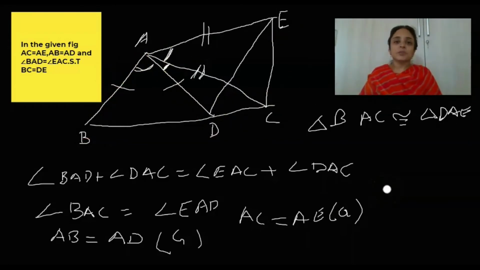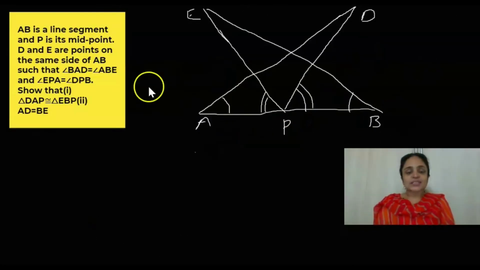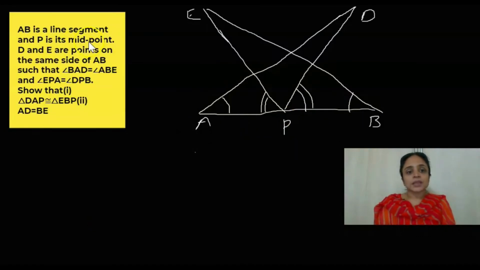Okay, from this we can say that we have to prove that BC is equal to DE, and BC and DE are the corresponding sides of these congruent triangles. And from that we can say that BC is equal to DE by CPCT rule, that is corresponding parts of congruent triangles. Okay, so we got BC is equal to DE. Understood? Next question is AB is a line segment and P is its midpoint.